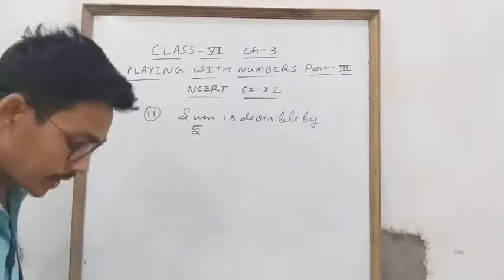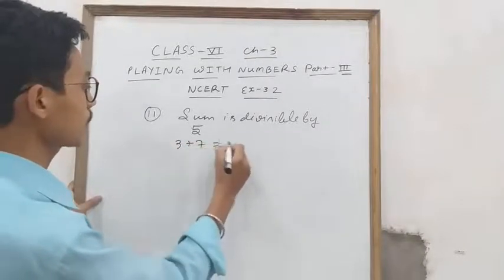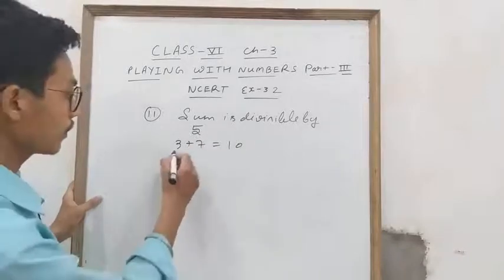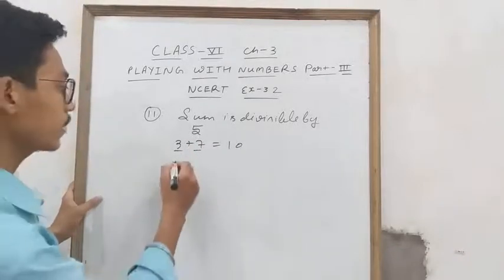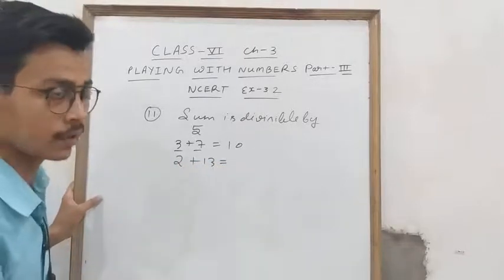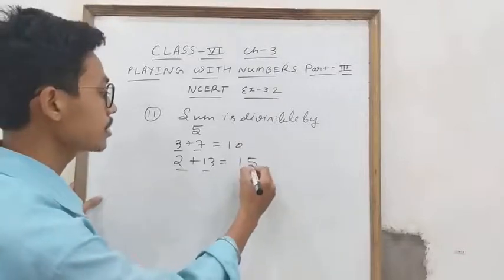So see student, one example is given: 3 plus 7. 3 plus 7 equal to 10. This is divisible by 5 and they are prime numbers. Next I can write down 2 and 13. I can write down 2 and 13 because 2 is prime, 13 is prime, and the sum is 15 and the sum is divisible by 5.